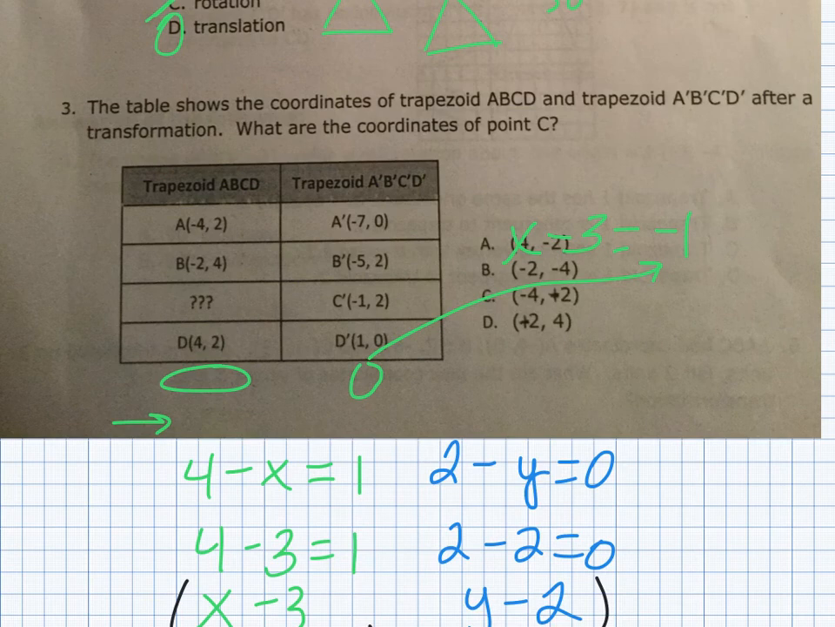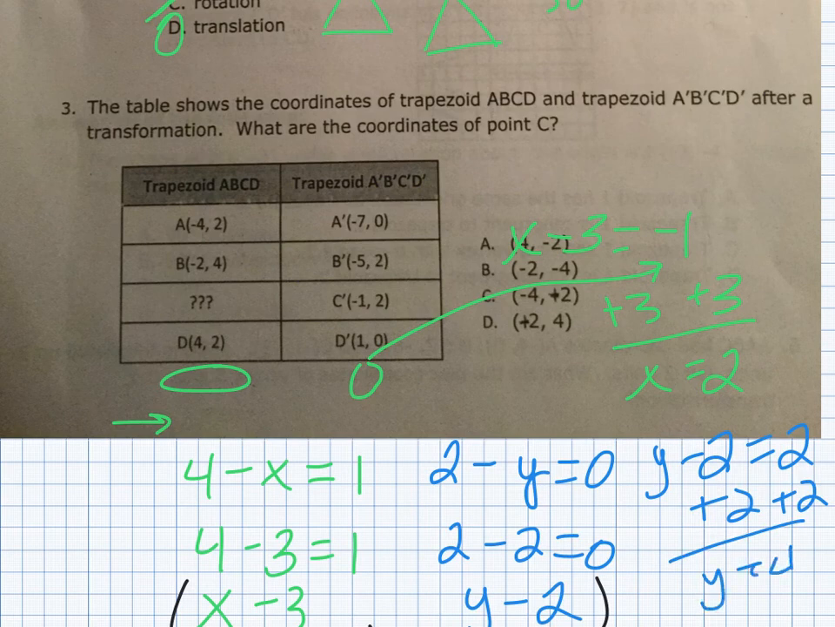So I use good old algebra, add 3 to both sides to get x by itself. So x equals 2. So x must have been 2. Y, we don't know what it was, but after subtracting 2, like the rule, we get 2. So add 2 to both sides. So y equals 4, which means point C, before anything happened to it, was 2, 4. Okay, so that would be D.